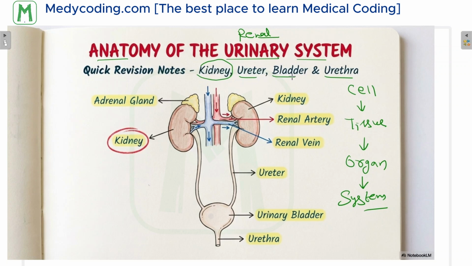All the organs, kidney, ureter, bladder and urethra, collectively work together to perform filtration of the blood and excrete it outside of the body. So this is known as the urinary system. The first is kidney, then ureter, then bladder, then urethra. In this lecture, we're going to study the anatomy of the kidney only.